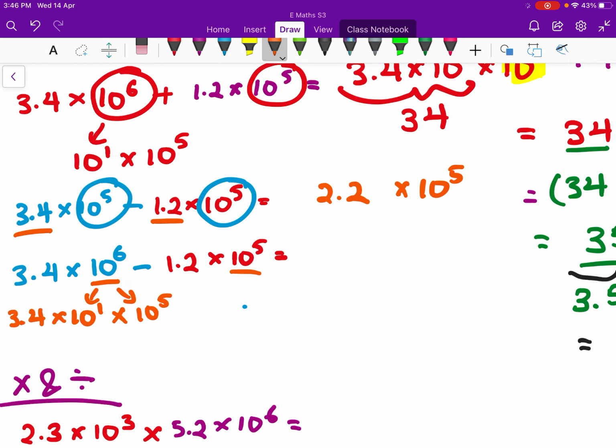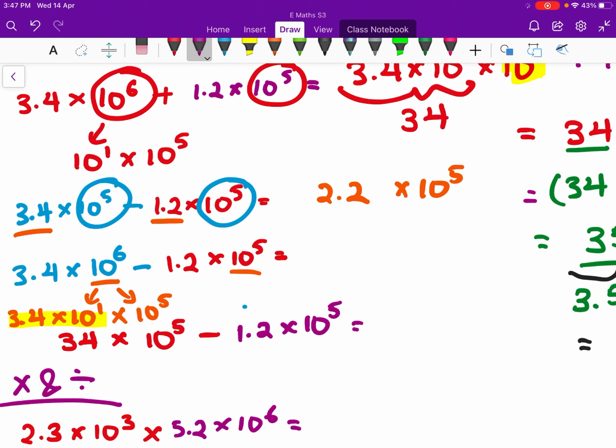So you absorb the 10 to the power 1. You multiply this 3.4 times 10 to the power 1. You make it into just one very nice number, which is equal to 34. So 34 times 10 to the power 5 minus away 1.2 times 10 to the power 5.